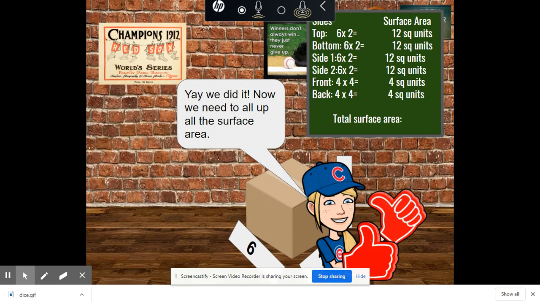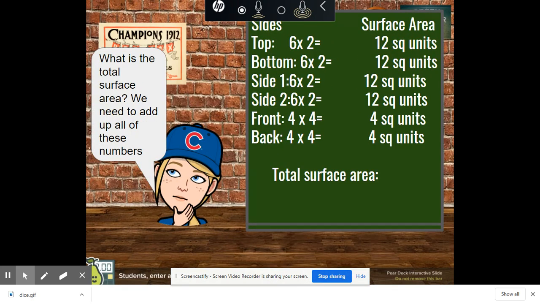Now we just need to add up all the surface area. Oh man, this problem looks kind of hard. I wonder if I could break it down into smaller steps to solve it, like we do in our problem strings. Go ahead and pause the video and see if you can come up with a good idea. What is the total of all of these together?